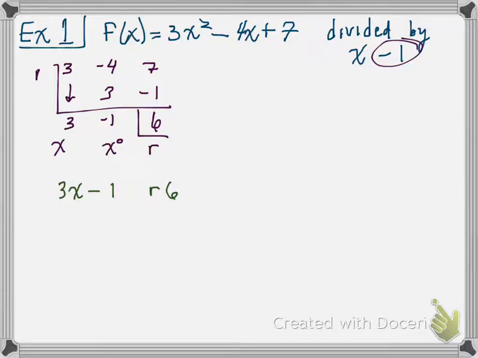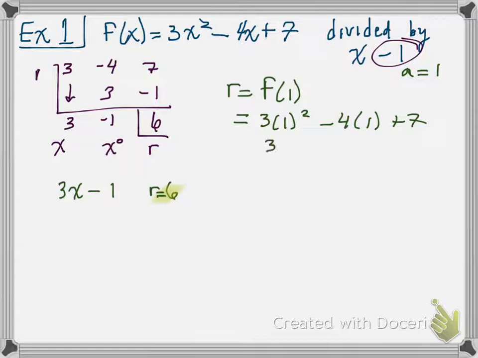That 6 is what I'm trying to think about right now, because the remainder theorem has to do with the remainder. The remainder theorem says that the remainder of 6 should be the value of the function at a. My a value here is 1, taking the opposite sign, so the remainder should equal f of 1. If I plug in 1 for my function, I get 3 times 1 squared minus 4 times 1 plus 7, which is 3 minus 4 plus 7, which is in fact 6. So the value of the function is the same as the remainder, and I can verify that the remainder theorem works.